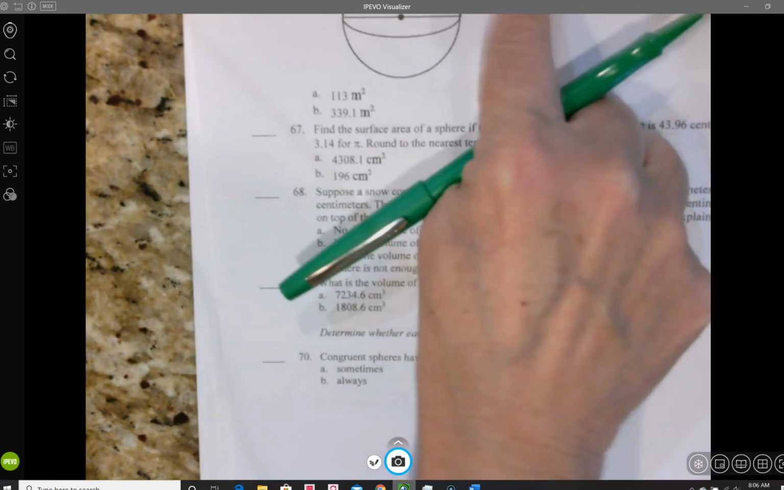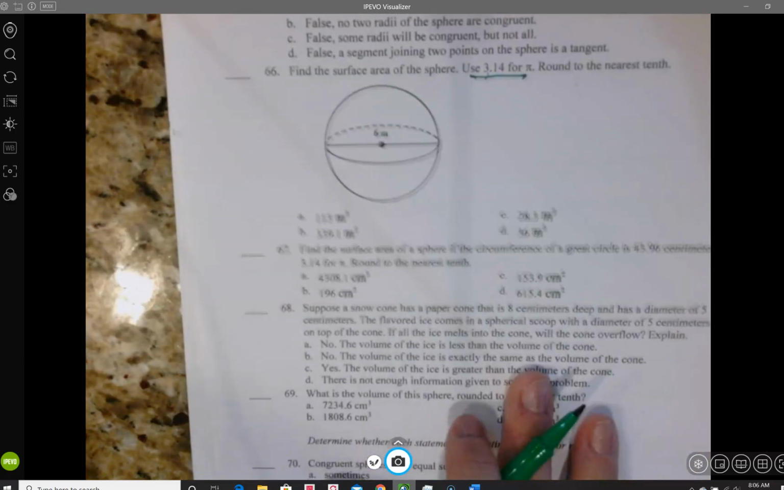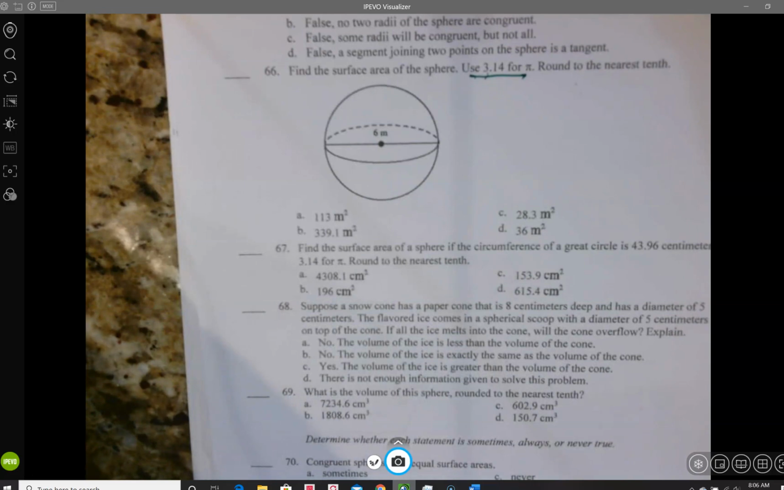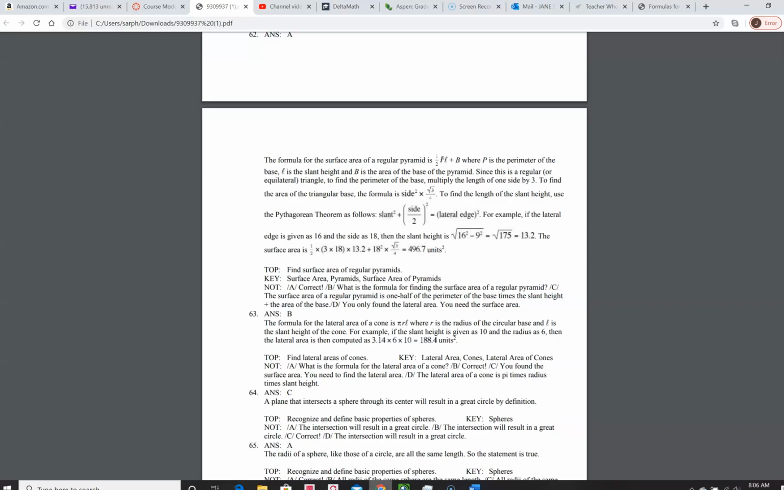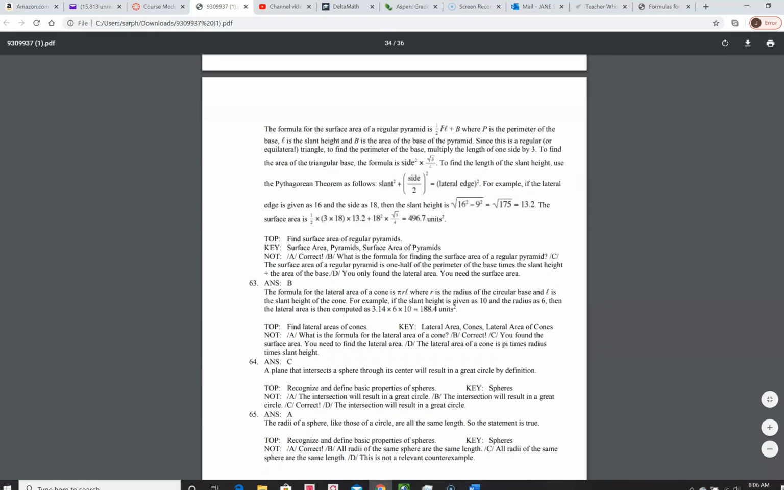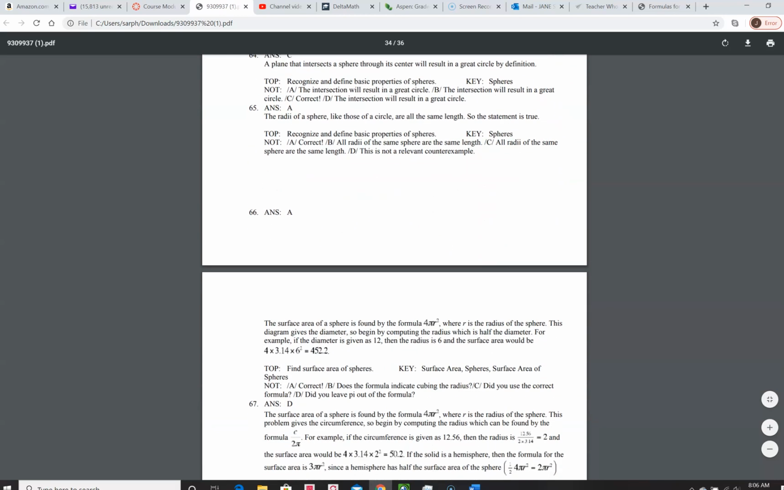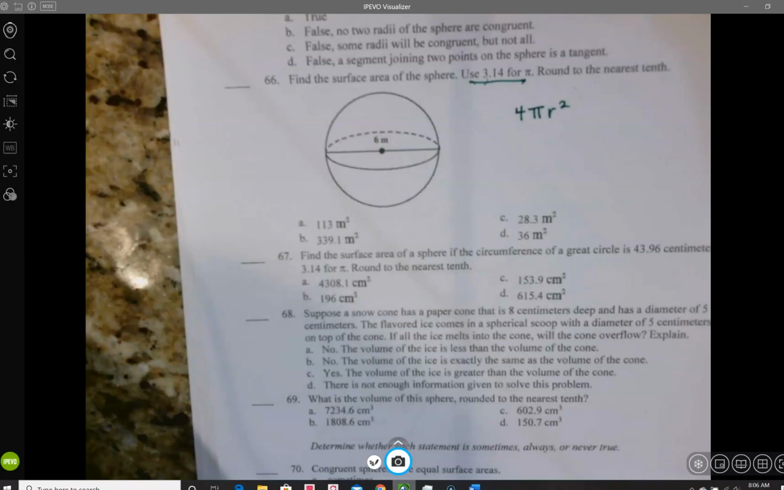Number 66, find the surface area of the sphere. Now, when they tell you to use 3.14 for pi, they're telling you not to use your pi button. So we are going to look for the formula of the surface area of a sphere on our answer key. And spheres always have a fraction or some kind of a multiplier in their formulas. So surface area is going to be r squared. When we have volumes, that's going to be when we have things that are cubed.